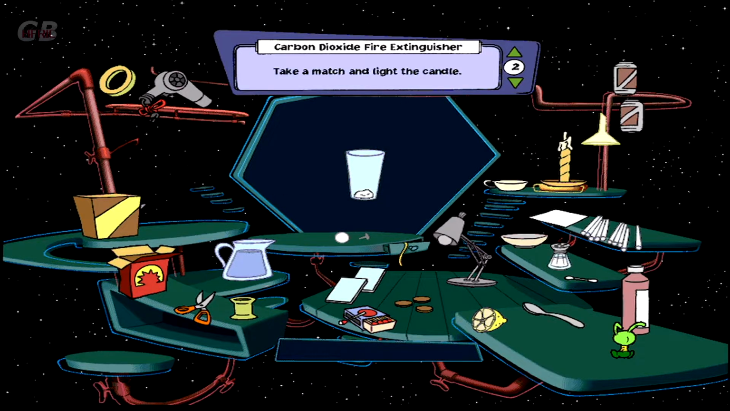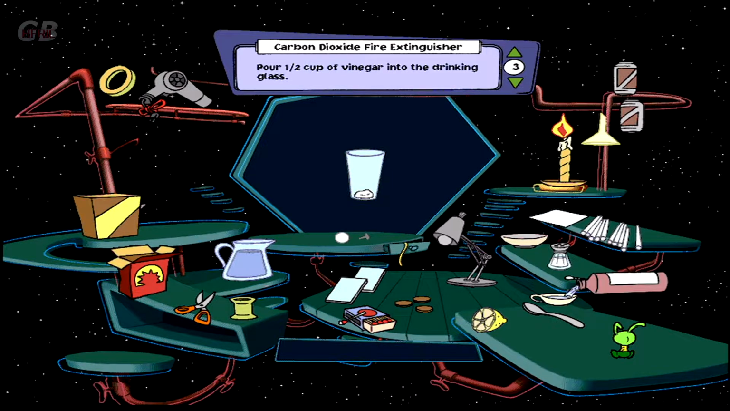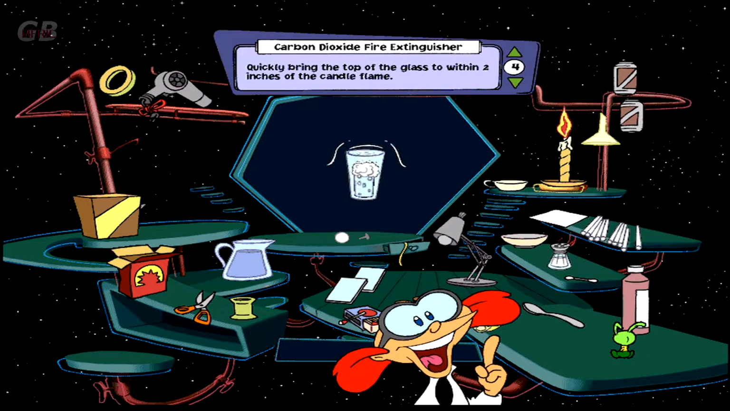Now take a match and light the candle. Pour 1/2 cup of vinegar into the drinking glass. To do this, drag the measuring cup to the vinegar. Look, a chemical reaction. Very interesting.